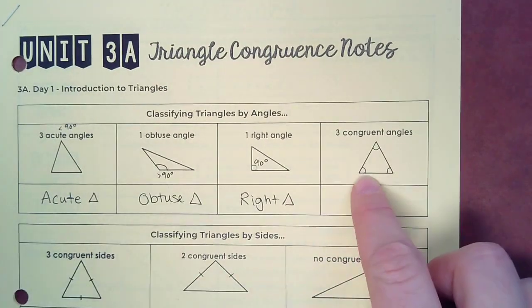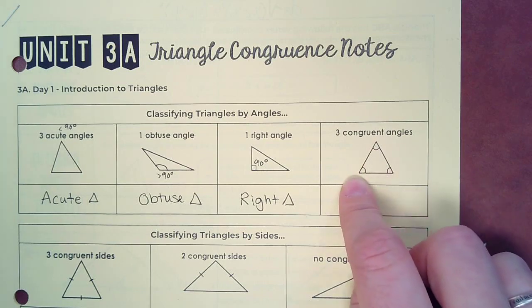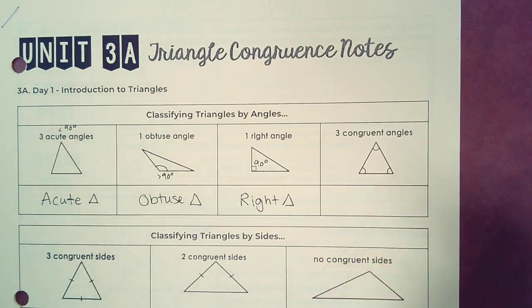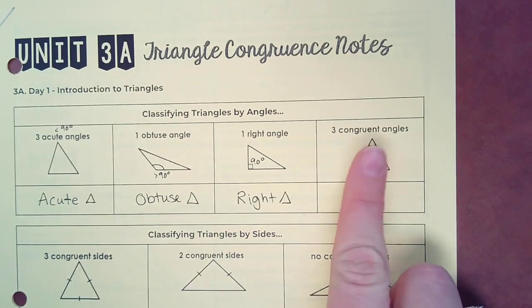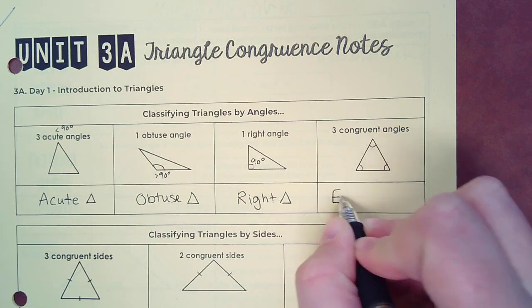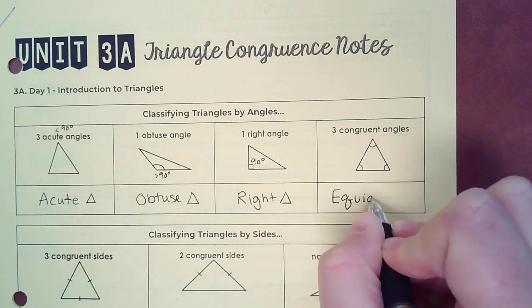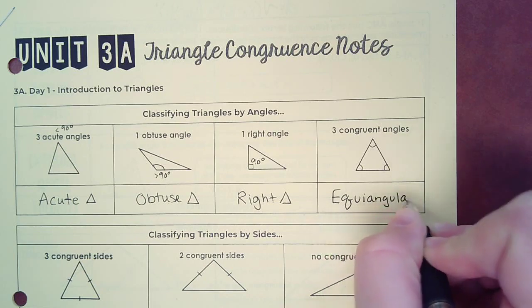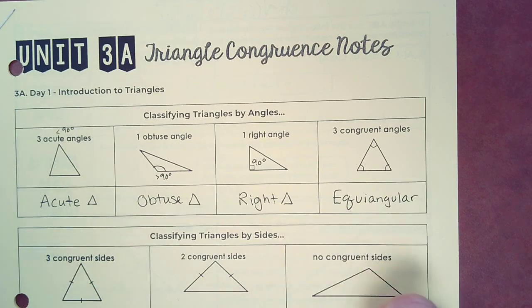More specifically, all 3 of these angles are congruent, so 3 congruent angles. All of them would be less than 90. They are acute, so this is an acute triangle, but more specifically, it is an equiangular triangle. A triangle where all the angles are equal.